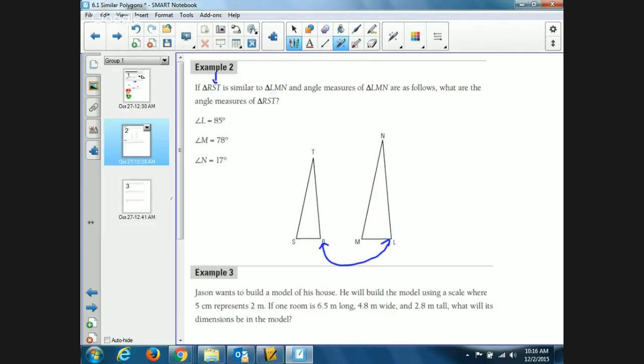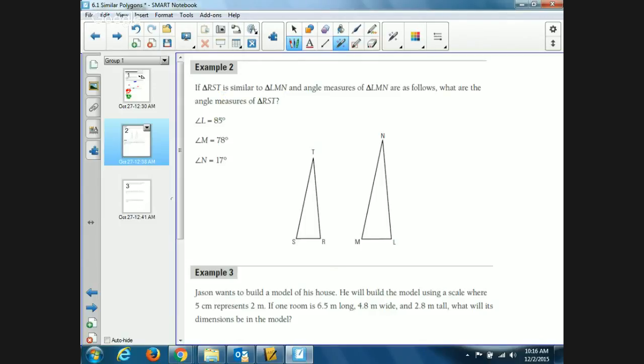And then the middle one, S and M. Oh, yeah, it looks like S and M are similar. That's the way they're labeled. And then T and N are the last ones in the name, right? And T. Those are the same angles. That's what this is telling you. So, what are the angle measures of RST?